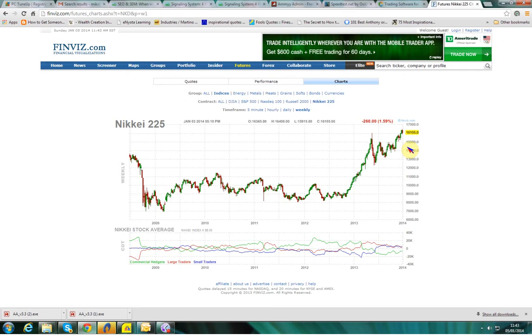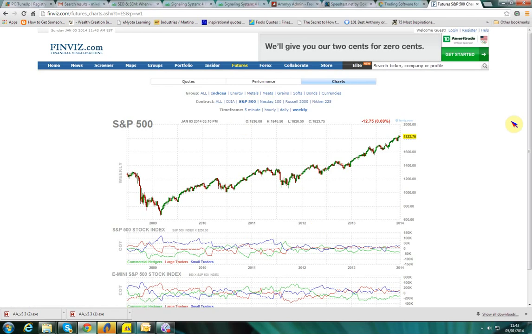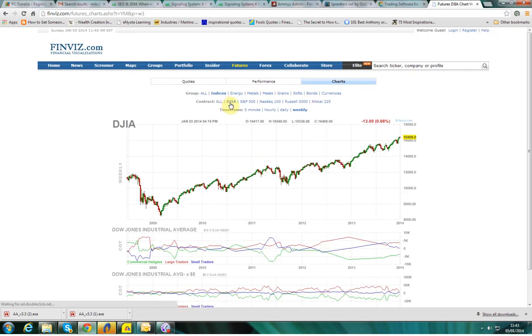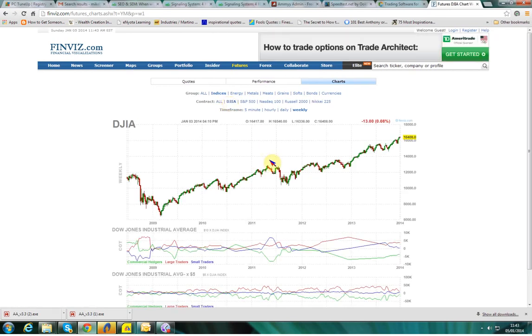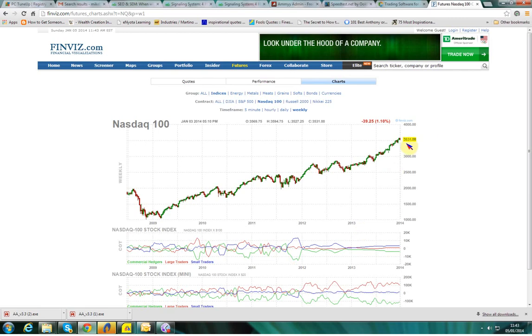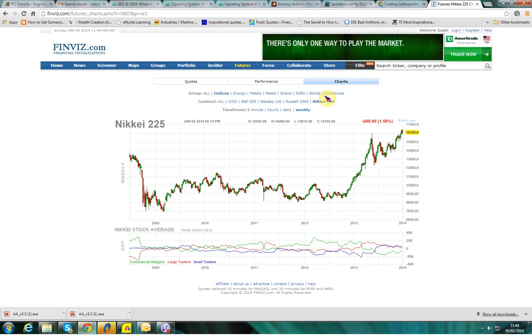And it's the same thing with what's happening here in the United States. Look at the S&P. Look at the Dow Jones. Look at the Nasdaq. Don't look at this last year. This is year end portfolio adjustment.